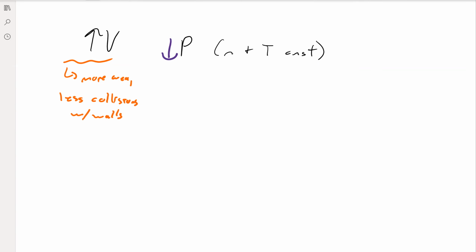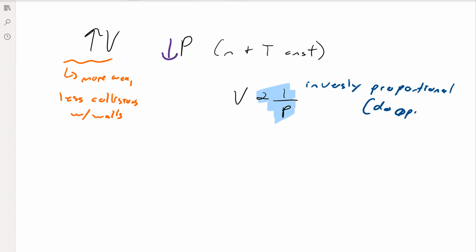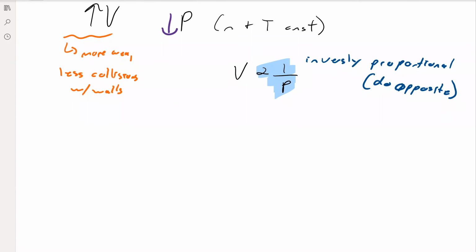So you can see now we don't have a proportionality. In fact, it's the opposite. They're inversely proportional. And so that's what this means. You see, V is proportional to 1 over P, or they're inversely proportional. They do the opposite of one another. As one goes up, the other goes down. As you increase volume, you decrease pressure. As you increase pressure, you decrease volume.